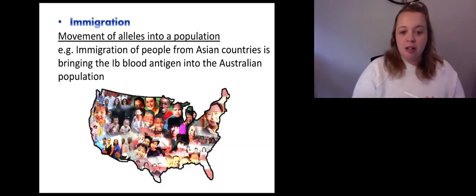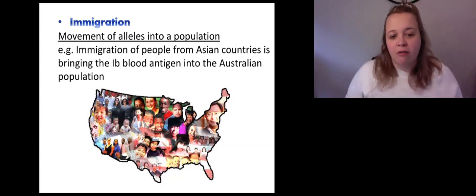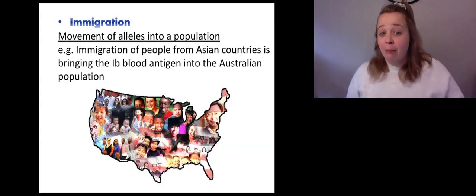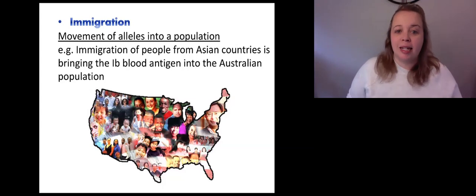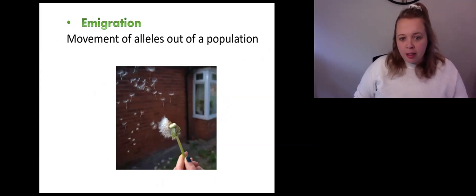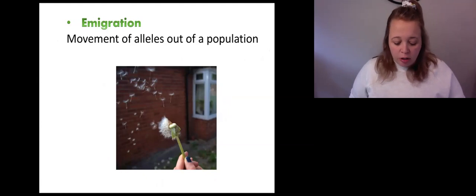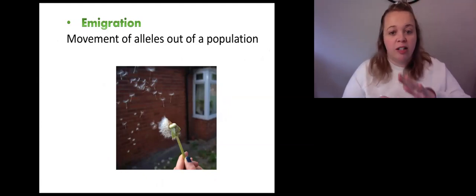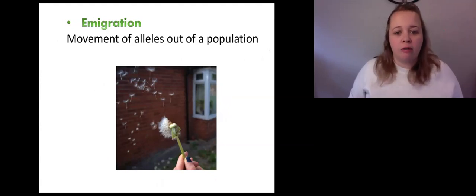and Australia, we ended up with an increase in the B blood antigen, which is great because it gives us more genetic variation, which again gives us more ammunition for natural selection to act upon and also for us to be able to withstand extreme selection pressures. So the opposite of immigration, therefore, is emigration, and that is the movement of an allele outside of a population. So just having a look at those, gene flow is simply the movement of an allele into the population via immigration or out of a population via emigration.